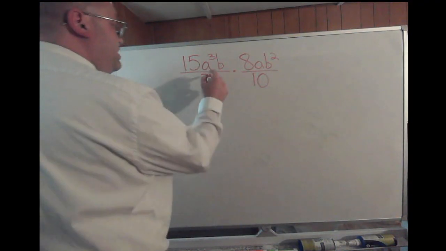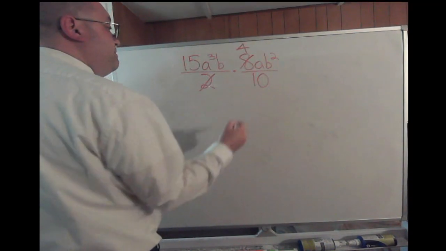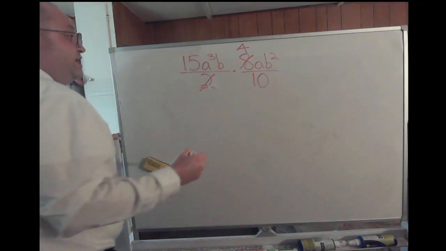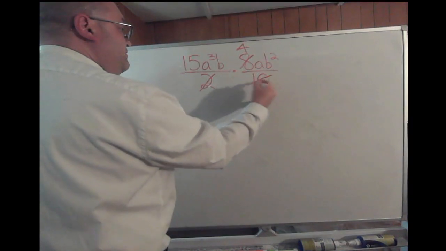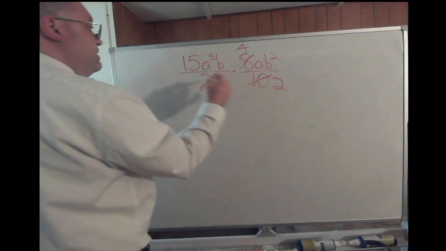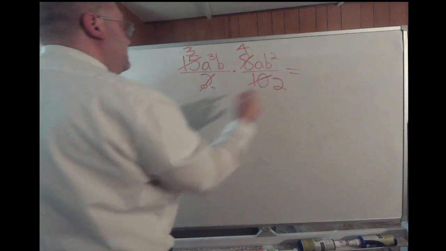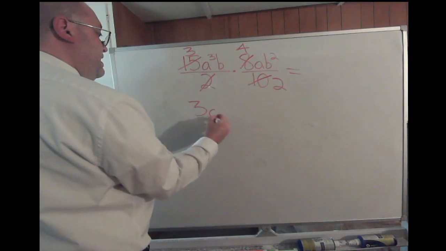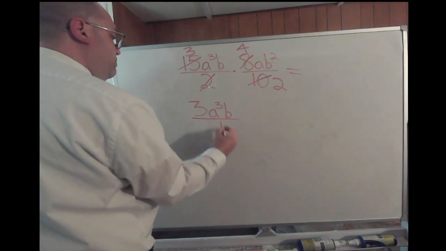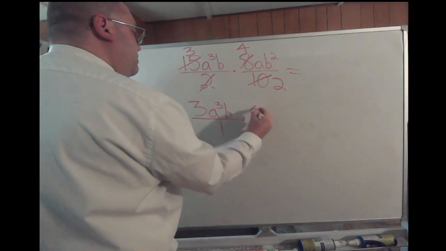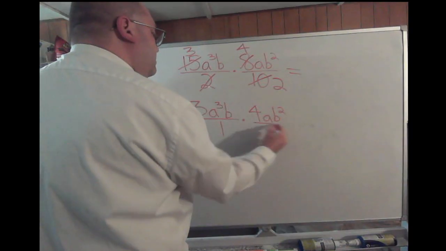multiplying these fractions. We know 2 can go away because 2 goes into 8 4 times. And then 15 and 10 both have a common factor of 5. So 10 divided by 5 is 2. And then 15 divided by 5 is 3. So what you're going to have is 3a to the 3rd b all over 1 times 4ab squared all over 2.